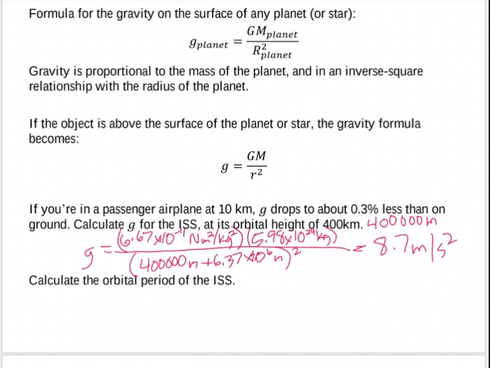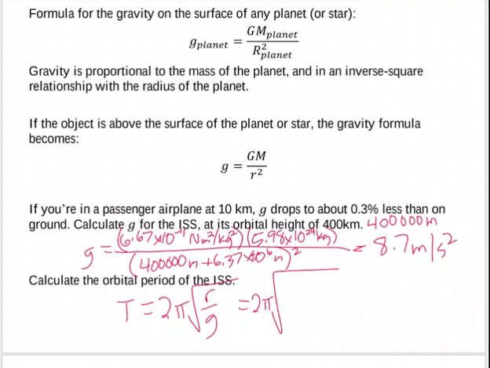Now we want to calculate the orbital period of the ISS. So how long does it take the International Space Station to go around the planet one time? We're trying to find T in this case. T equals 2 pi square root r over g. We need the radius again, which is going to be that bottom number.